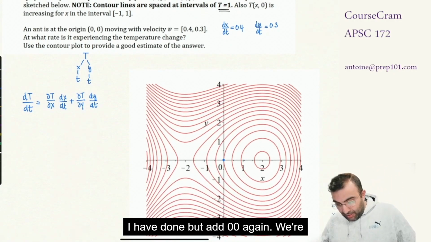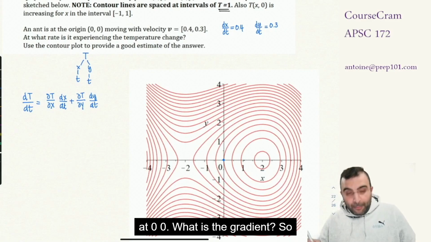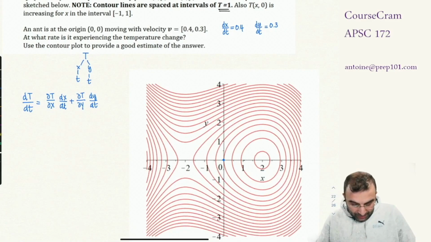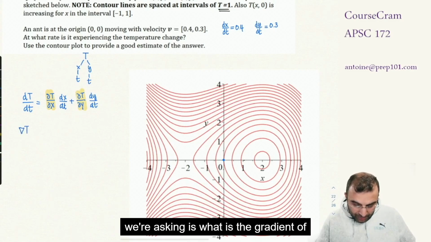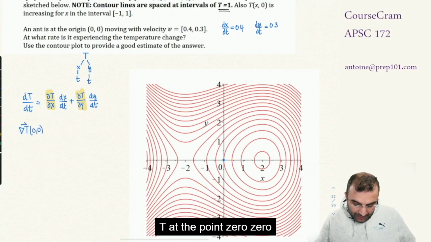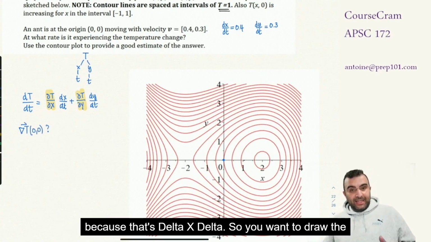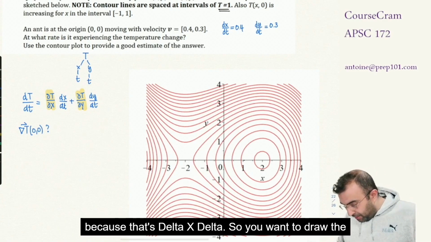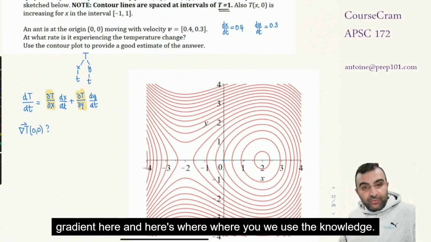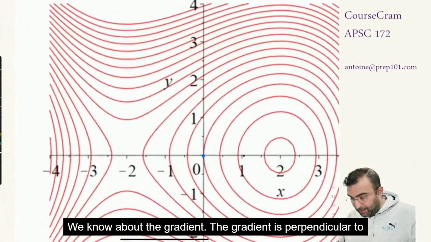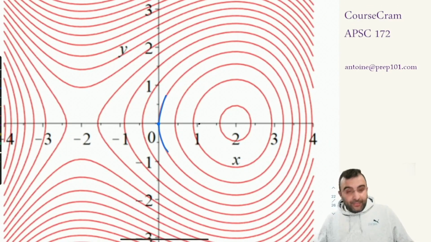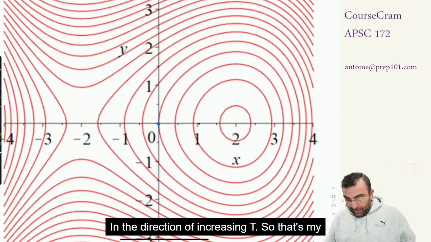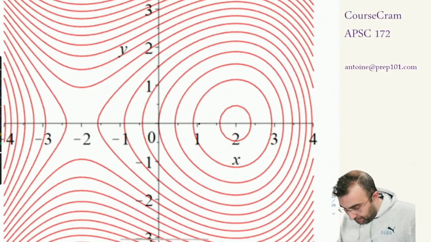But at 0, 0, again we're at 0, 0, what is the gradient? So what is this and what's this at 0, 0? Basically what we're asking is, what is the gradient of T at the point 0, 0? Because that's del x, del y. So you want to draw the gradient here, and here's where we use the knowledge we know about the gradient. The gradient is perpendicular to the level curve in the direction of increasing T, so that's my gradient.